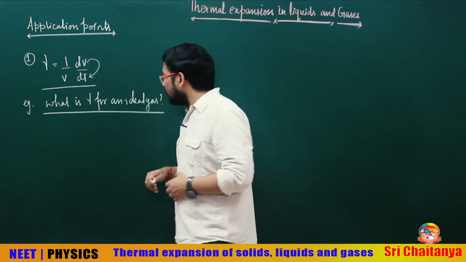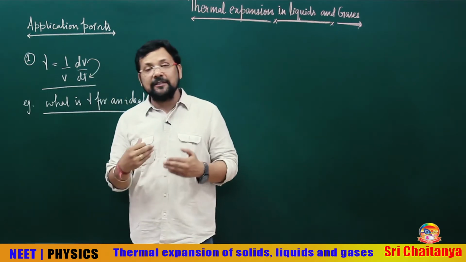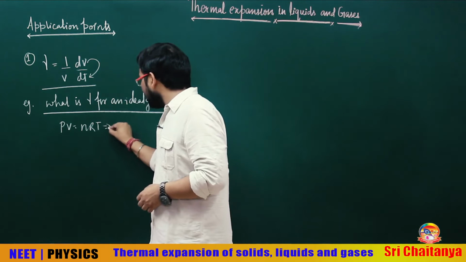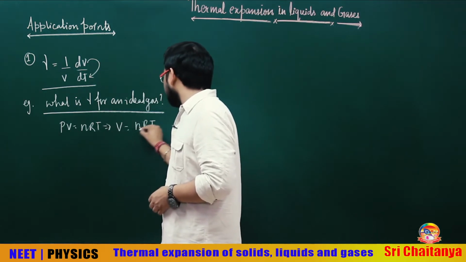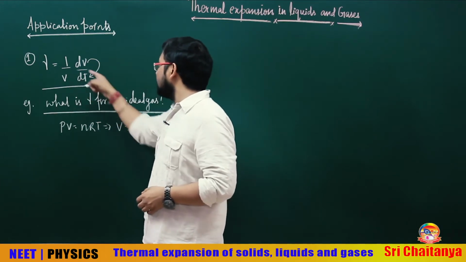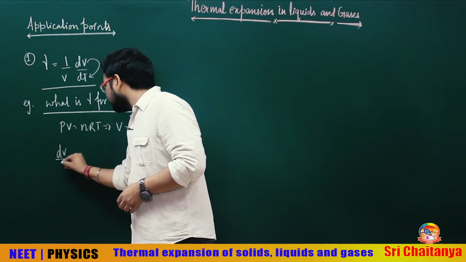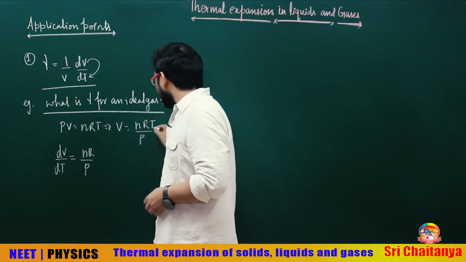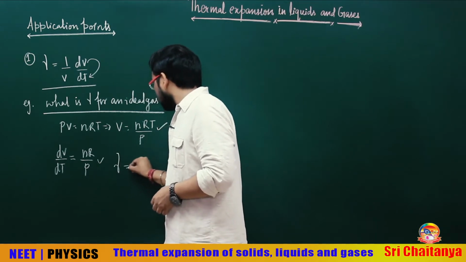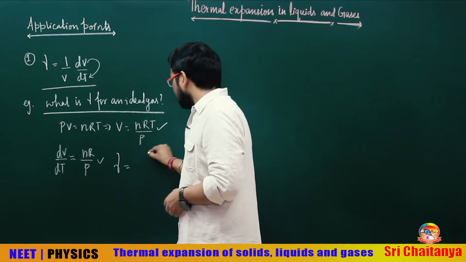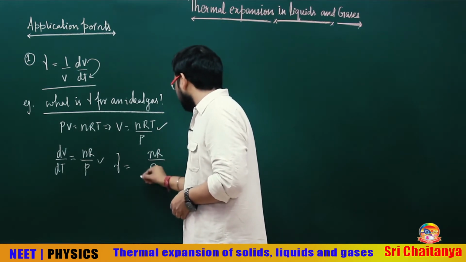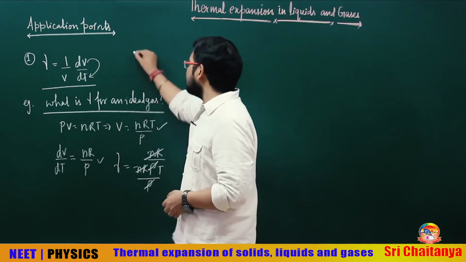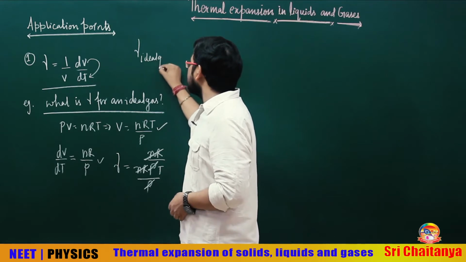For an ideal gas, we have to think how volume is changing with respect to temperature, and there PV is equal to nRT. So obviously what will be the volume there? Volume will be nRT by P. This is the volume. And from the volume, you can find dV by dt. So what is dV by dt? dV by dt is its rate of change, and that is nR by P. So we have V, we have dV by dt. What is gamma? Gamma is dV by dt divided by V. That is nR by P divided by nRT by P. And from here you can see that gamma for an ideal gas is equal to 1 by T.